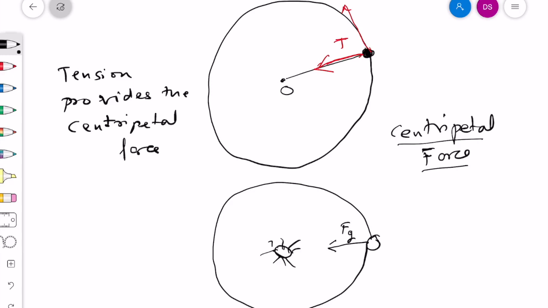And in this second example, gravity plays the role of the centripetal force. So hopefully you can see that centripetal force is not a particular force, not an actual physical force. It is a generic name for whatever force is pointed towards the center of the circle and is keeping the object going in a circular path.